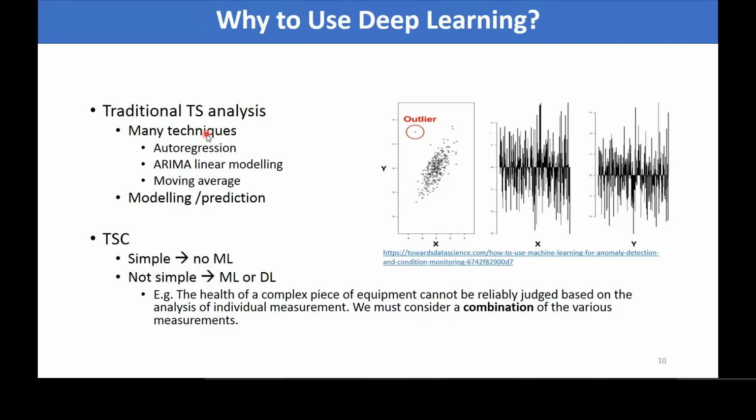There are a lot of techniques like autoregression, ARIMA modeling, moving average. These are mostly used for modeling and prediction. And these are decades old, very famous, very popular, and used extensively daily. But for the task of classification, this might not be efficient and might not be effective sometimes. Actually, nowadays we have a lot of data and these data are complicated, and usually we combine a lot of measurements together.